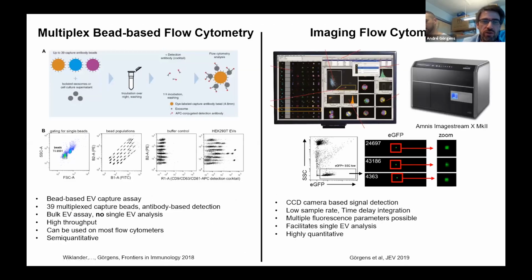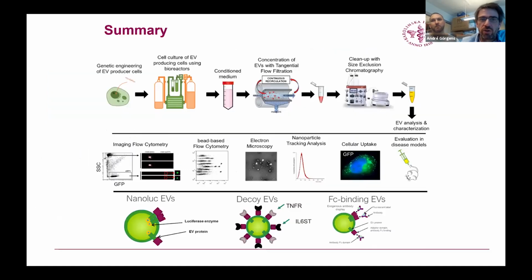So currently, just on a high level summarizing, we use both methods quite regularly for different questions. And it's basically the bead-based flow cytometry gives us quite a fast snapshot of which proteins are expressed. We use it for screening, comparison of many cell lines, and the image flow part then gives us detailed information about all the rest.